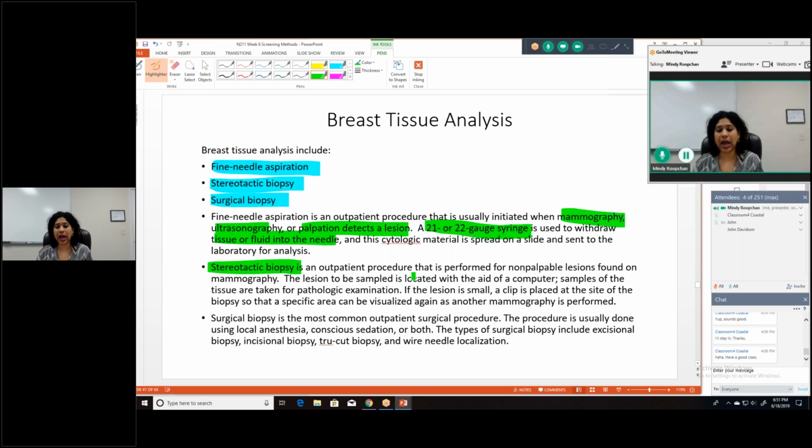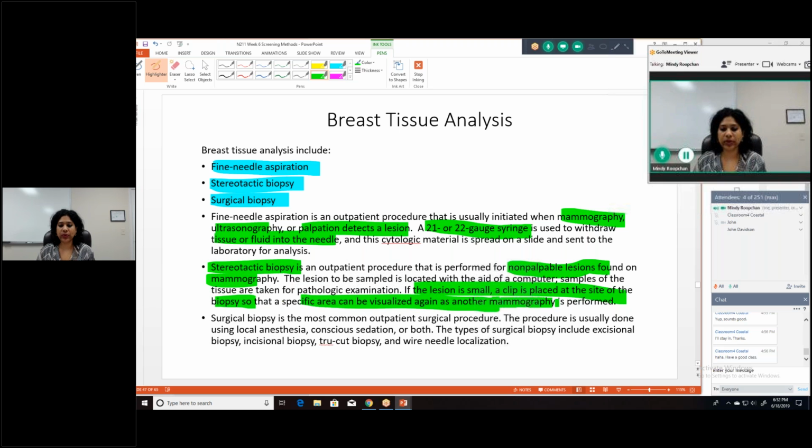Stereotactic biopsy is an outpatient procedure. Again, it's performed on a non-palpable lesion found in a mammogram. They take a small lesion sample. It's clipped and placed at the site of the biopsy so the specific area can be visualized again when they do another mammogram. They take that small lesion sample to pathological exam to see what's going on with it.